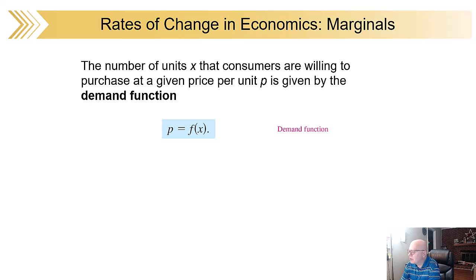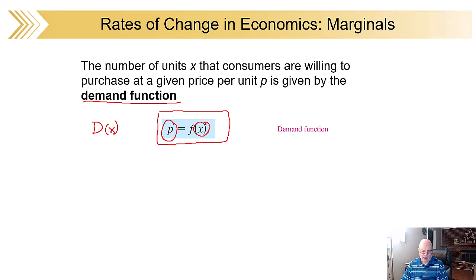Now here's something that could be confusing if you're not careful, so be careful. This is called the demand function. And quite often you'll see it written like this. But what you've got is, this is the price per unit. And it depends on how many items you actually sell, what price you can put on it.